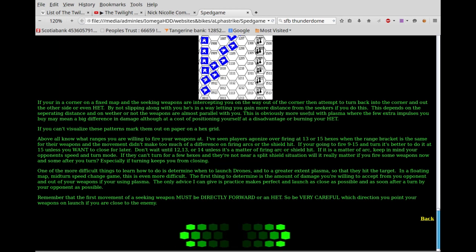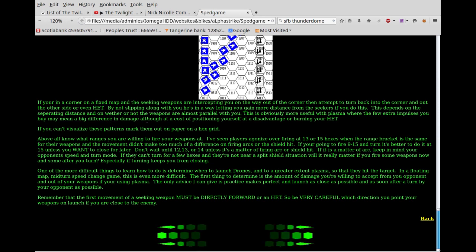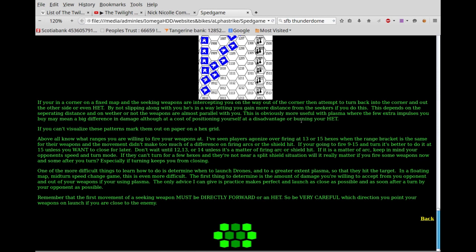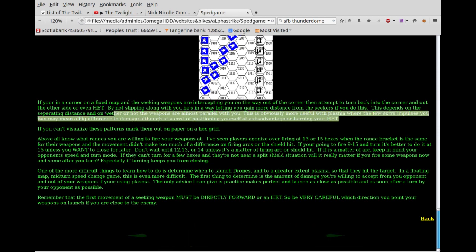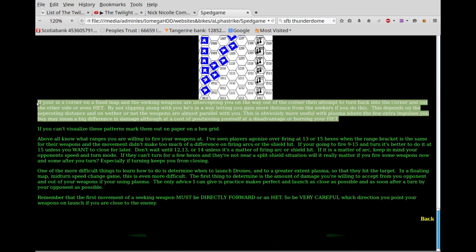This is obviously more useful with plasma, where the few extra impulses you buy may mean a big difference in damage, although at a cost of positioning yourself at a disadvantage or burning your HET. So basically, plasma torpedoes weaken with distance that they travel. Where an S torpedo starts at 30, it degrades to 22 points of damage at about 11 hexes, and then degrades further the further it travels.